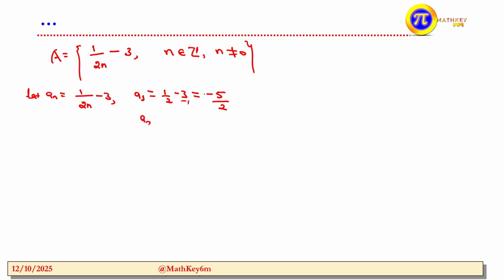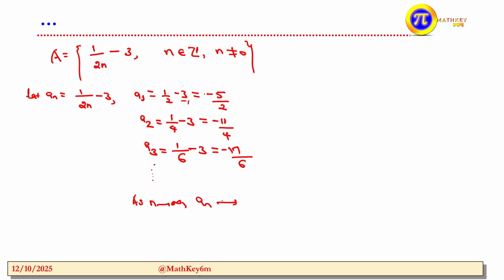Let's take n = 2. a2 is 1/4 minus 3, which is -11/4. And we can continue like this. What about a3? a3 is 1/6 minus 3, which equals -17/6. You can observe this: as n goes to positive infinity, an approaches what? 1/2n approaches 0, then it becomes -3.